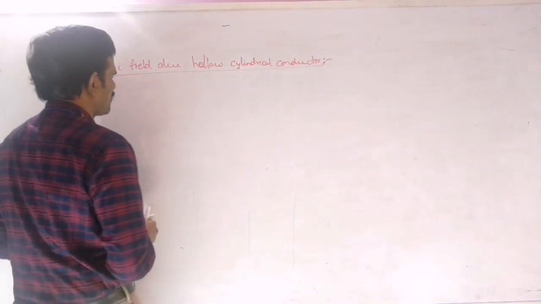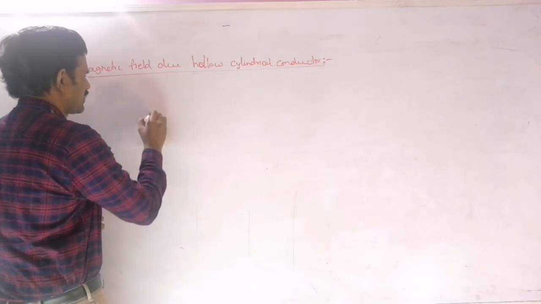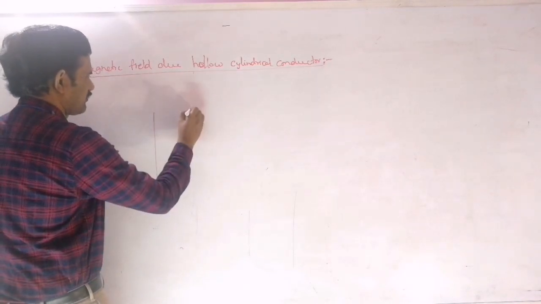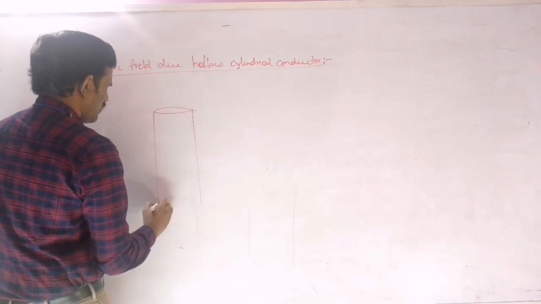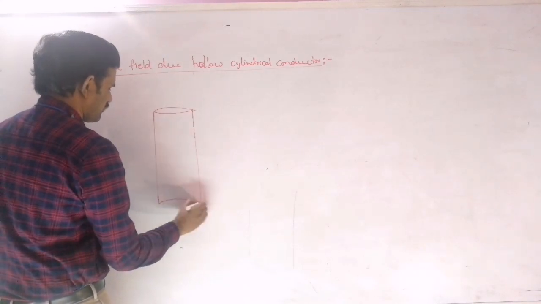Here I am assuming this is a hollow conductor, a very long conductor, whose length is very large when compared to its other dimensions.